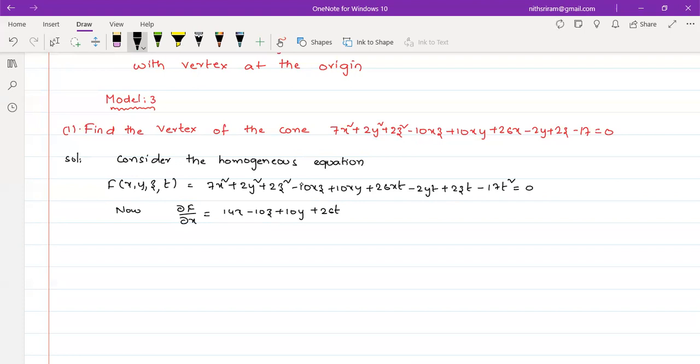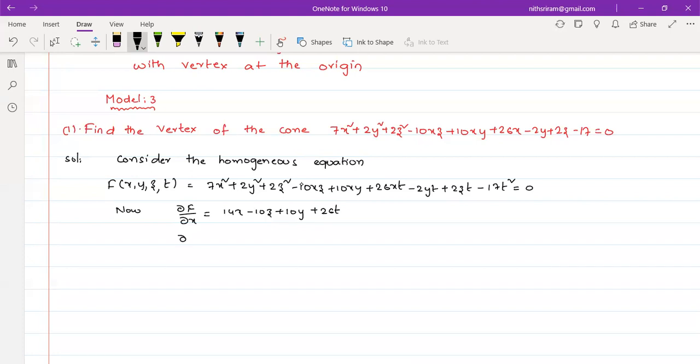So next minus 10xz. Minus 10z is constant. The derivative for x is 1. So that we get minus 10z. Next plus 10xy. Here also 10y is constant. The derivative for x is 1. So that we get 10y plus 26t. Okay. So this is the value of dou f by dou x.